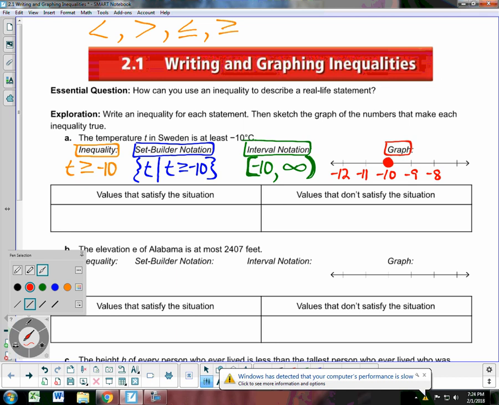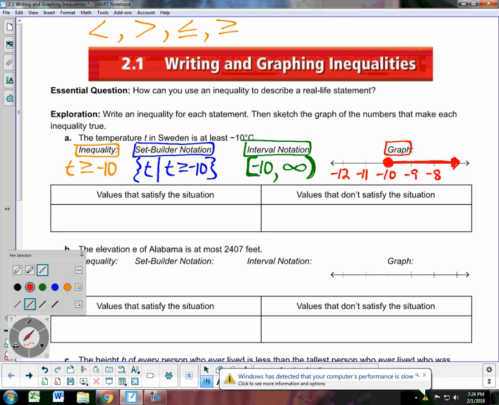And then I want everything that is above negative 10, so that's to the right. And it goes on forever in the positive direction, which is to the right. So it's going forever towards positive infinity. So I make a nice arrow going to the right. So those are 4 ways to represent all the values that are at least negative 10.